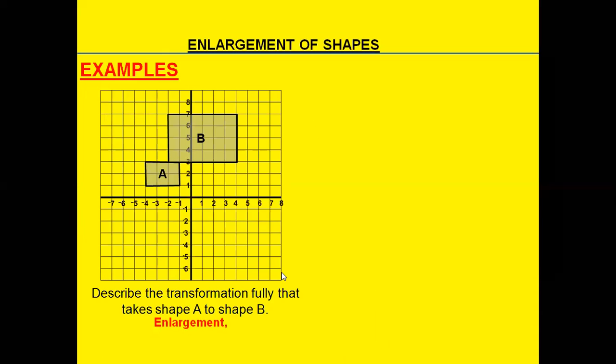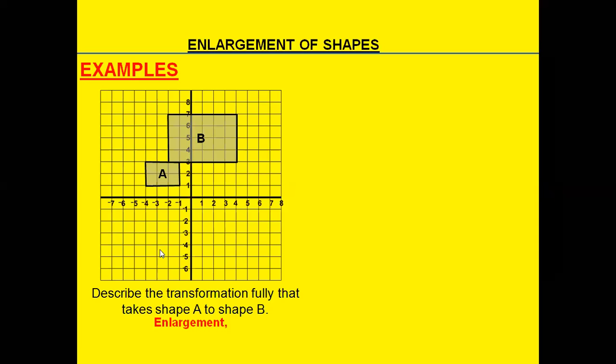Look at this shape here. Sometimes they bring you questions like these. They give you the object and they give you its image. They tell you: describe the transformation fully. Which type of transformation is that? Is it reflection, rotation, enlargement, or translation? Of course it's enlargement. It's obvious that this is enlargement. But you don't just say enlargement. You need to tell the scale factor.